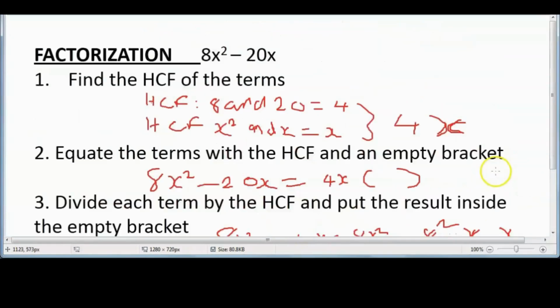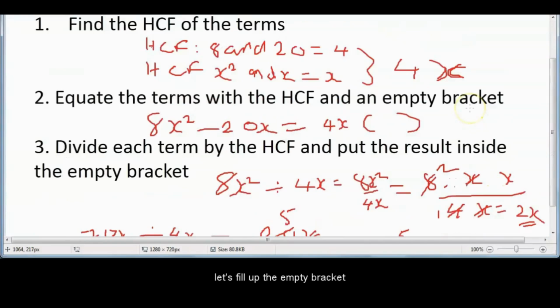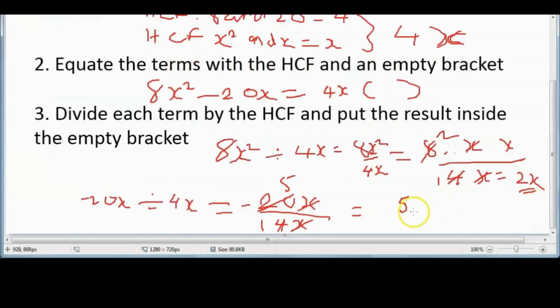Now let's fill up the empty bracket. Inside the empty bracket we have 2x and minus 5. This is minus 5. The minus multiplied by plus gives you minus, which you add to your answer. So inside the bracket we are going to have 2x minus 5. So 8x squared minus 20x can be factorized into 4x open bracket 2x minus 5 close bracket.